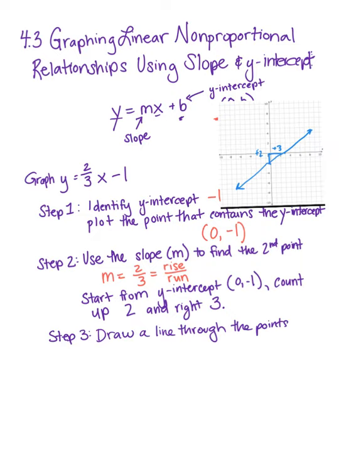I'm going to switch over to another page. If you have room on your page, you stay there. Okay, so let's try graphing this one. y equals 5 over 2, that's our m, x plus 3. Okay, so step 1, we're identifying our y-intercept.